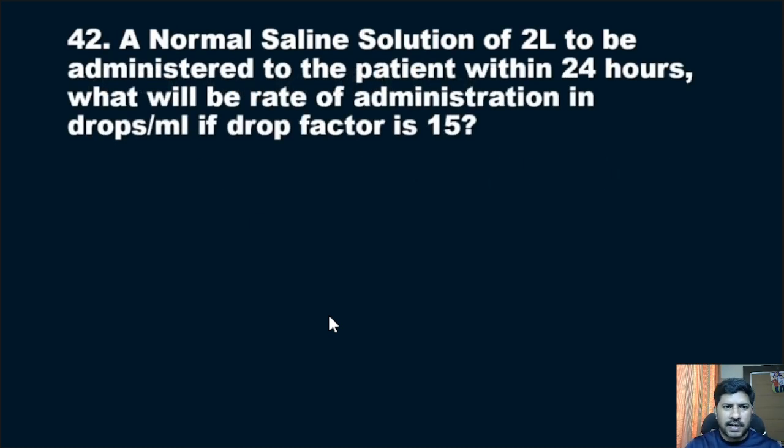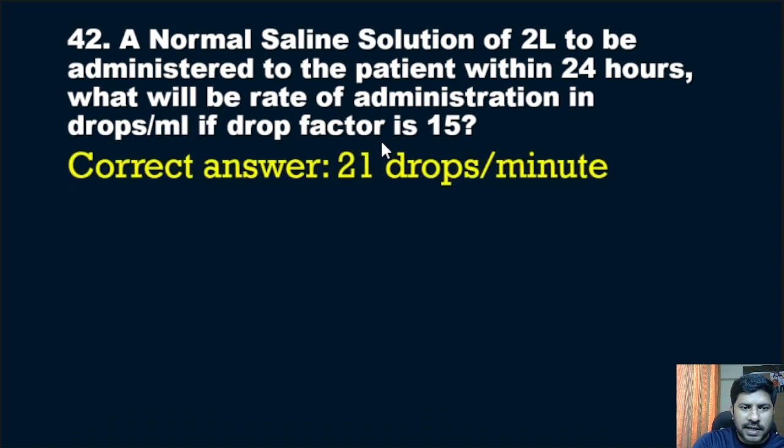Then drug calculation. A normal saline solution of 2 liters is to be administered to the patient within 24 hours. What will be the rate of administration in drops per minute, if the drop factor is 15? Correct answer is 21 drops per minute. So I will show you the solution.